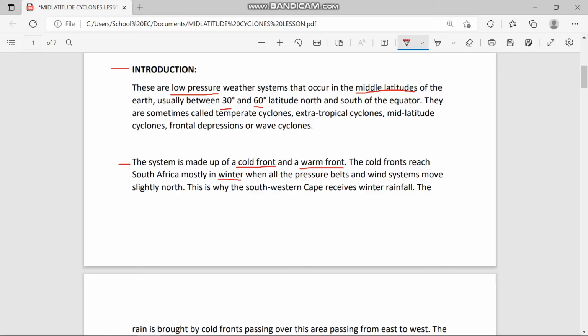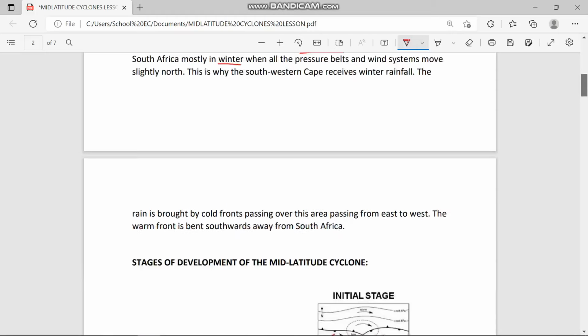But the part here in South Africa that is mostly affected by this midnight cyclone is the southwestern Cape. Yes, it's Cape Town, and that is why Cape Town receives winter rainfall. So the rain is brought by cold fronts passing over this area. Midnight cyclones move from east to west. That's their direction, meaning that they are also associated with westerly winds.